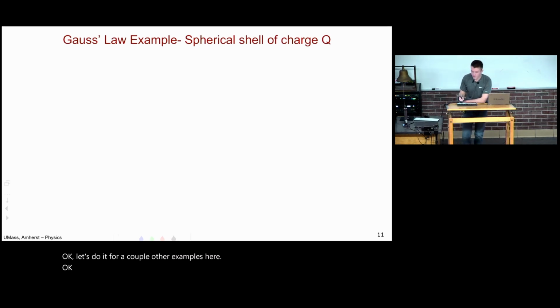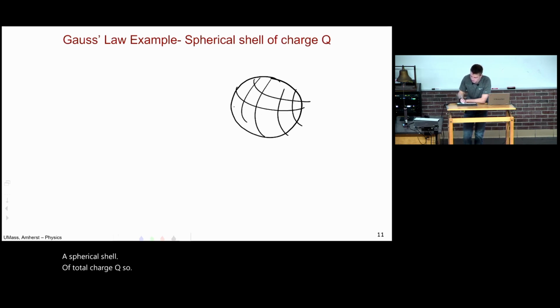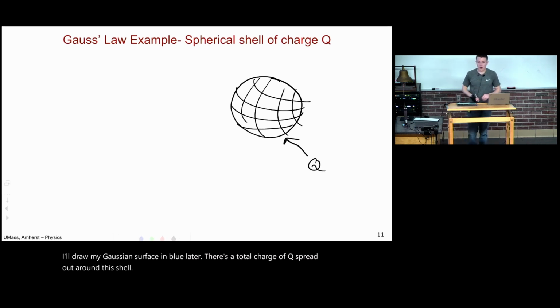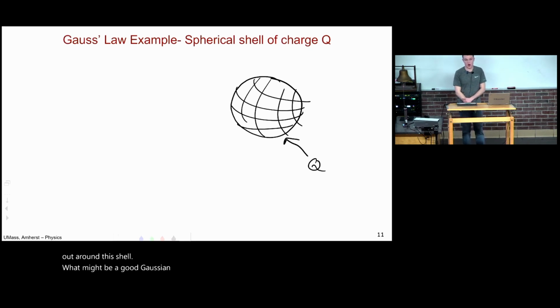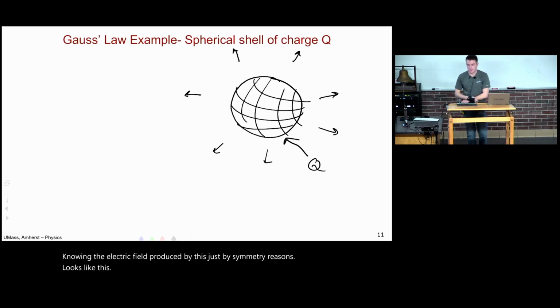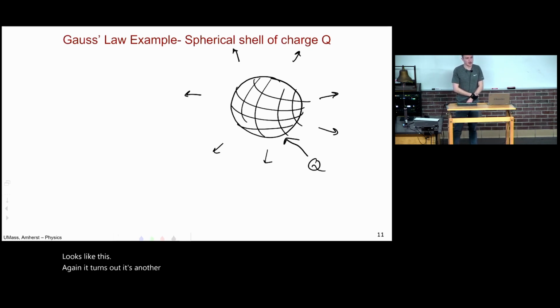Okay, a spherical shell of total charge q. So this is a hollow shell. This is not my Gaussian surface. Maybe I should draw it. I'll draw my Gaussian surface in blue later. There's a total charge of q spread out around this shell. What might be a good Gaussian surface to draw, knowing that the electric field produced by this, just by symmetry reasons, looks like this? Again, it turns out another spherical shell is going to be our imaginary Gaussian surface that we're going to draw.